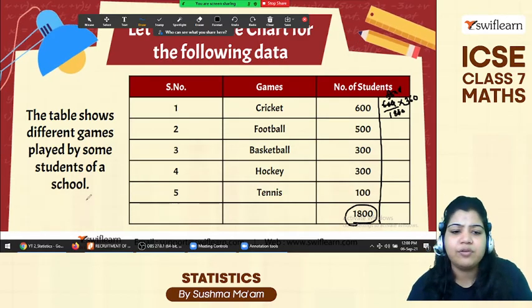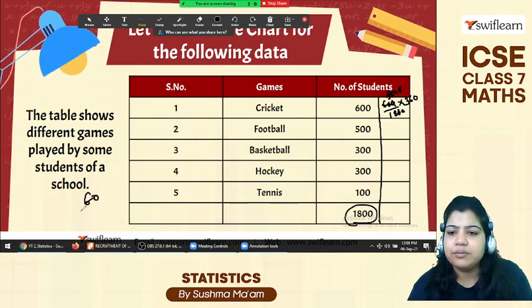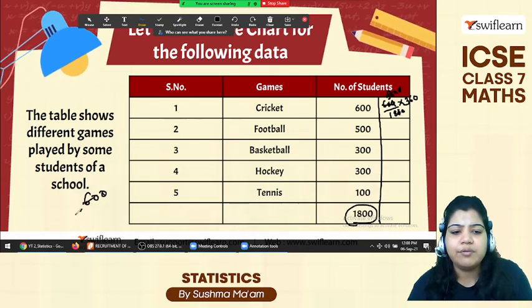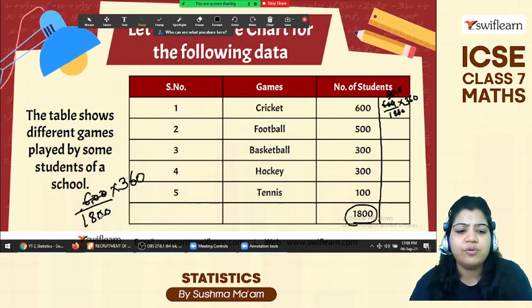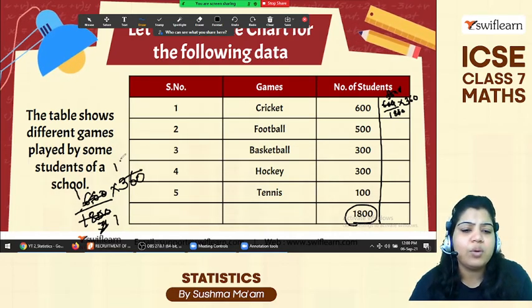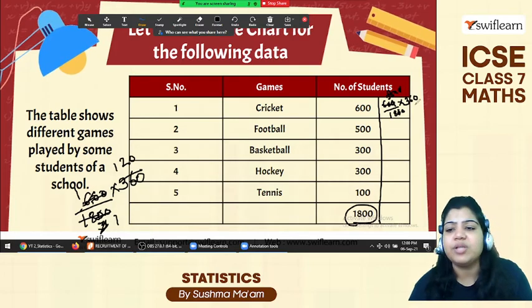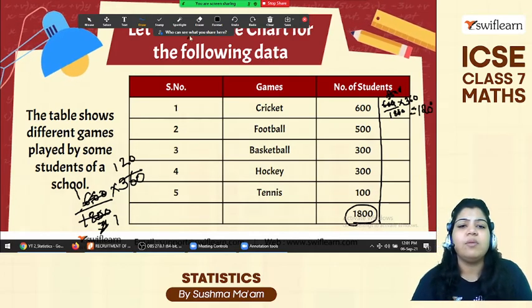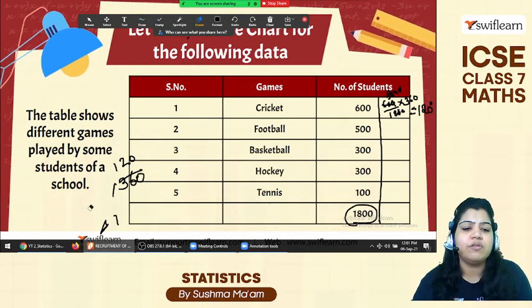Yeah, so I'll show you here. 600 divided by 1800 multiply 360. So 2 zeros get cancelled, 6 ones are 6, 6 times 3 is 18, 3 times 1 is 3, and 120. So how much is the angle? 120 degree. Okay, similarly let's find for the others also.